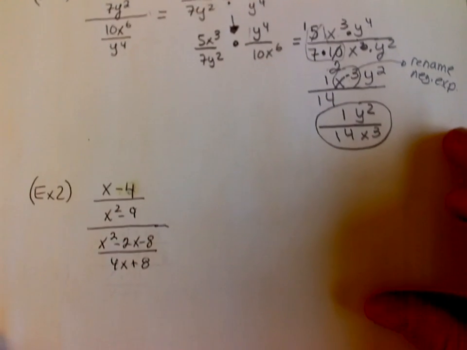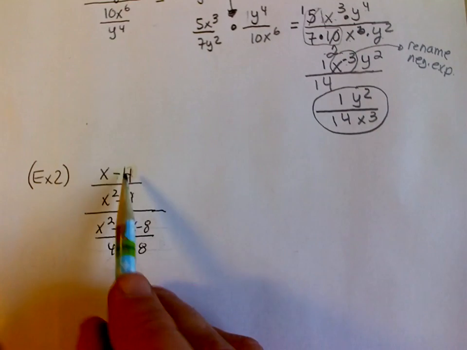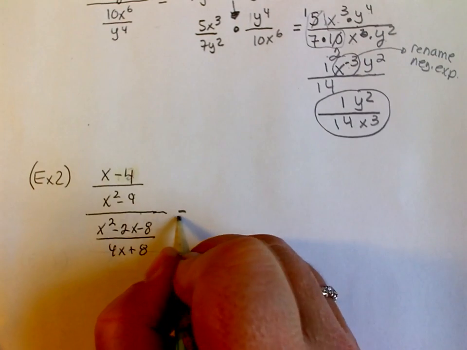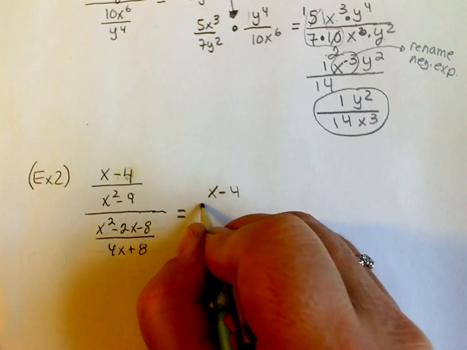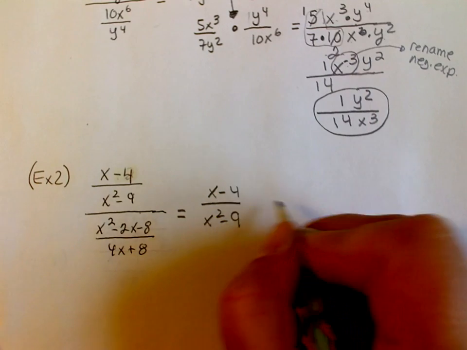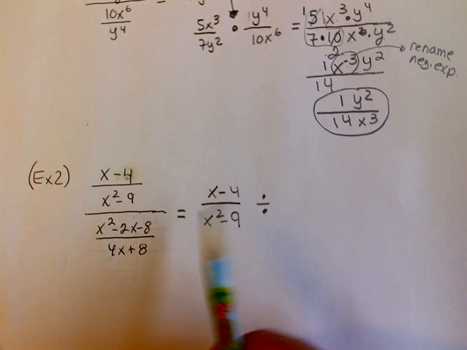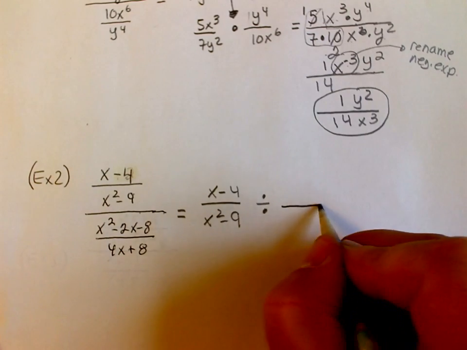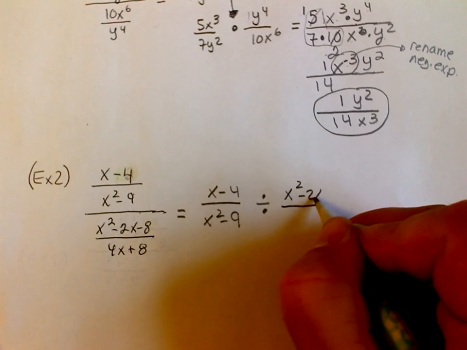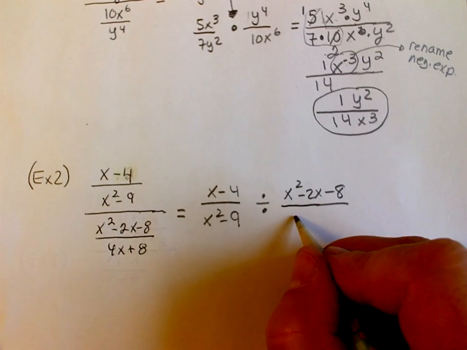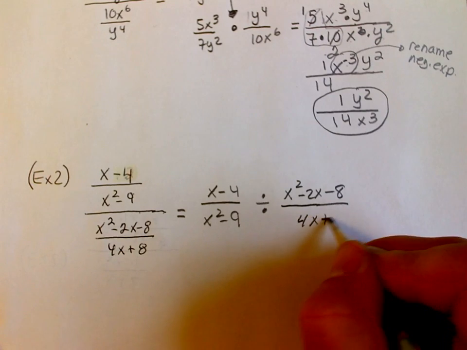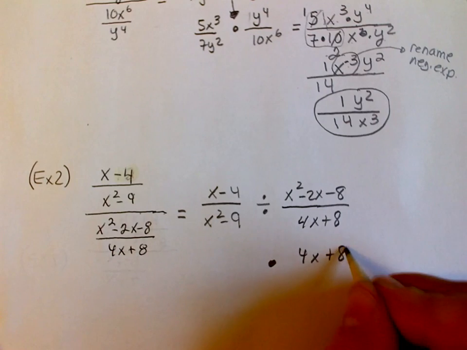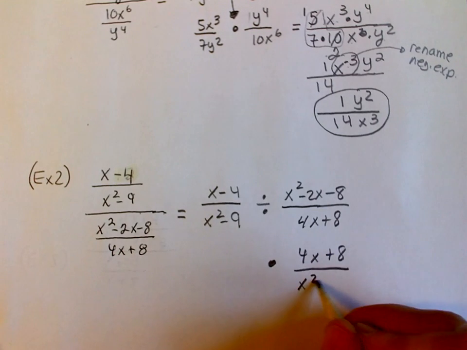In my next example, we're going to divide rational expressions again using the fraction bar. So here we'll rewrite it as x minus 4 divided by x squared minus 9 divided by, again, taking the fraction bar and rewriting it using division. What we know about division of fractions, we'll multiply by the reciprocal again. So multiply and flip the second fraction over.